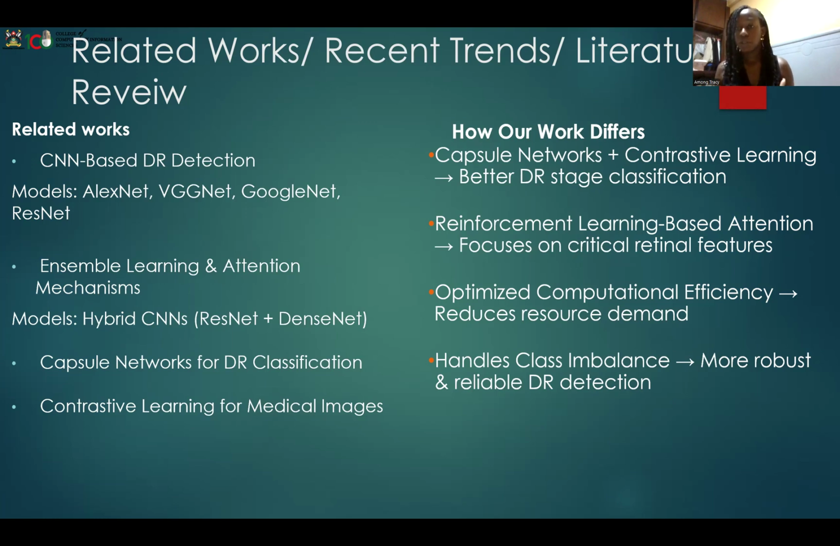Now, the majority of these models are computationally demanding. They could require a lot of memory and all those things. Then we also have handles class imbalance. So we are able to implement a more robust and reliable DR detection.